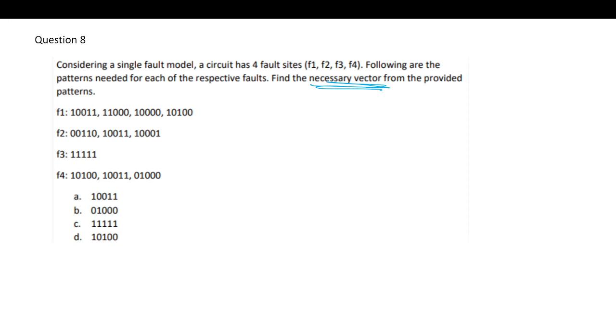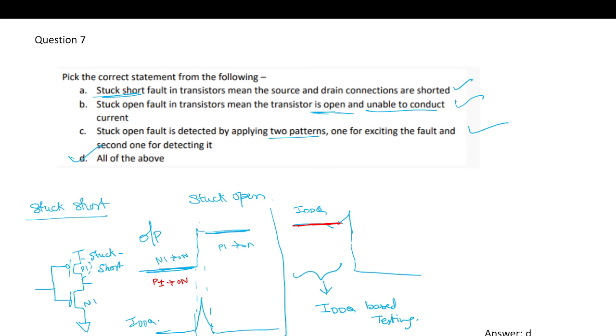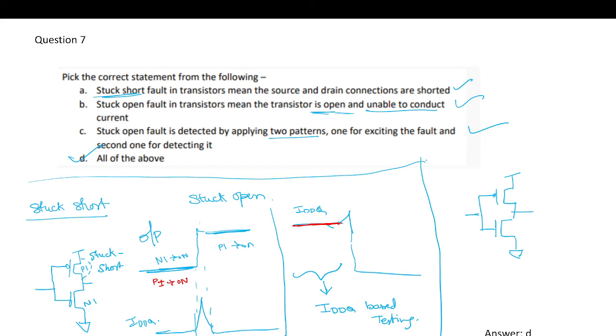Could you please explain the previous question? Yes. Is this stuck short fault testing method clear? Testing using an IDDQ based method.